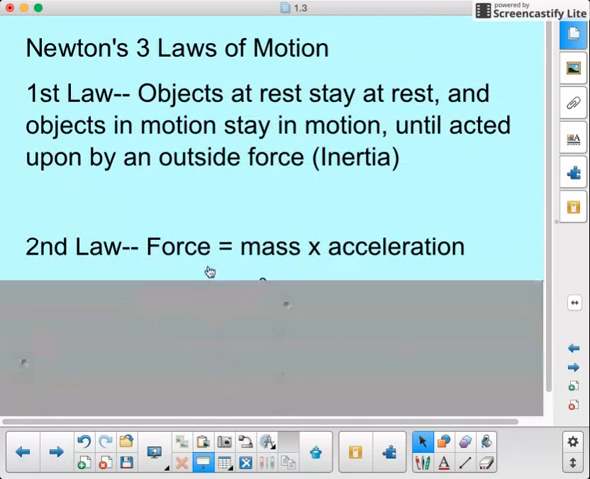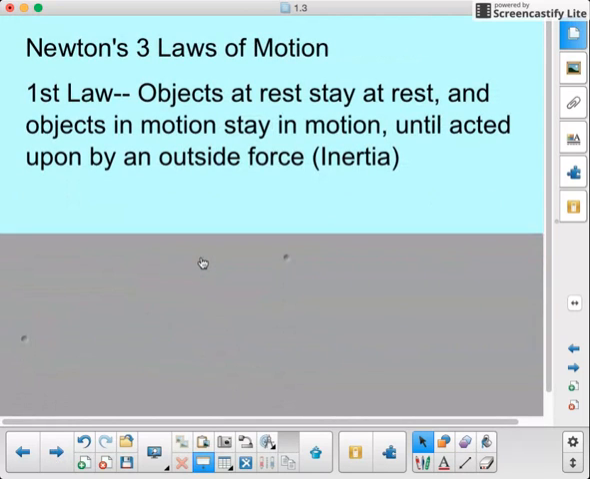Then we've got Newton's 3 laws. The first law tells us that objects at rest stay at rest, and objects in motion stay in motion until acted upon by an outside force, and the word for that is inertia.